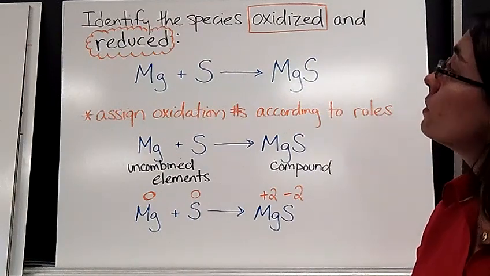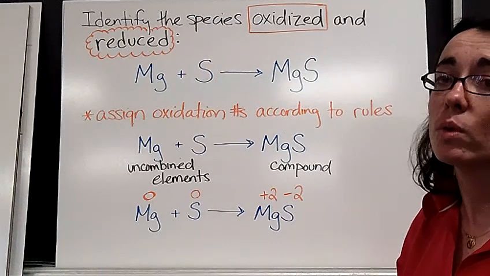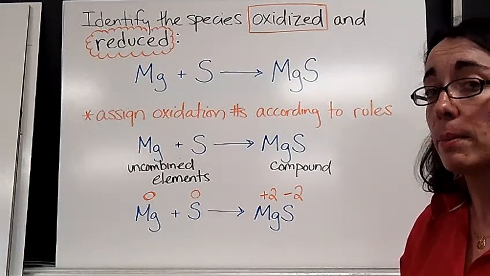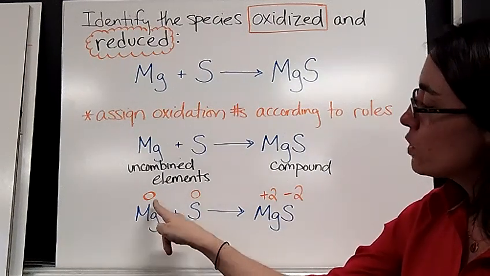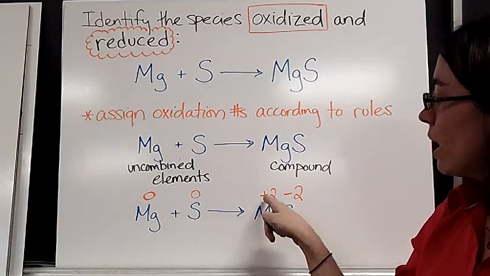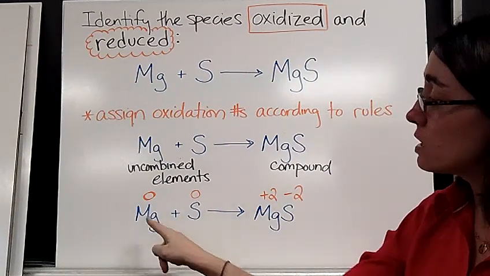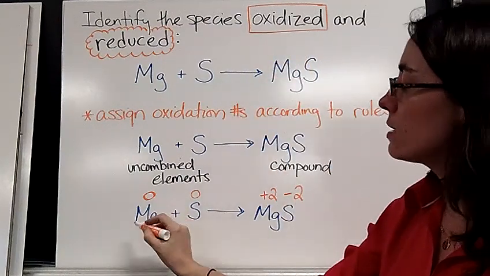Now what we need to do to figure out which one is oxidized is figure out which one gets a loss of electrons and becomes more positive. I see magnesium goes from 0 to +2. So it is the magnesium, specifically this magnesium right here, that is getting oxidized.